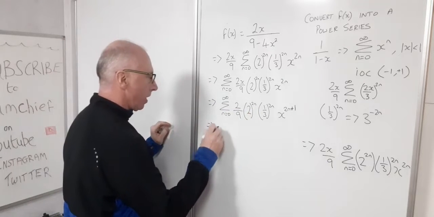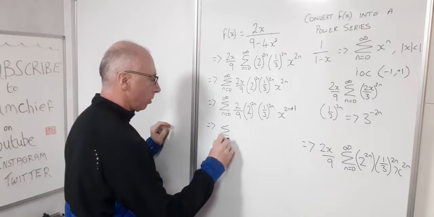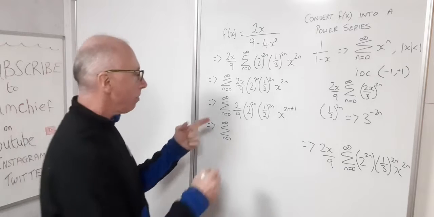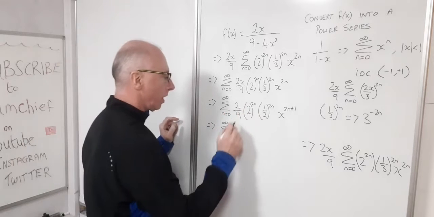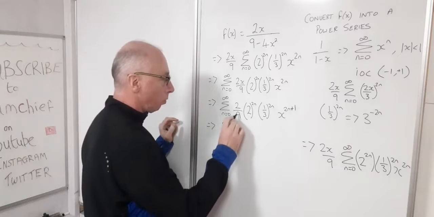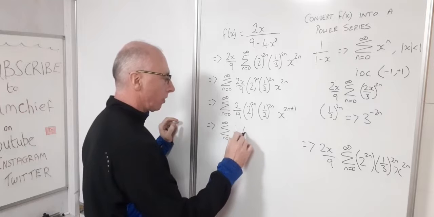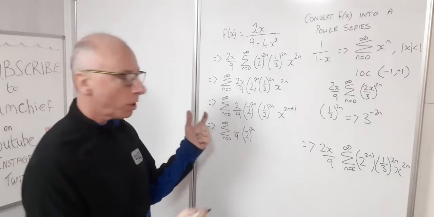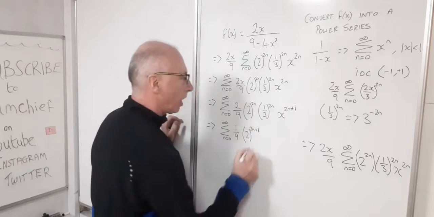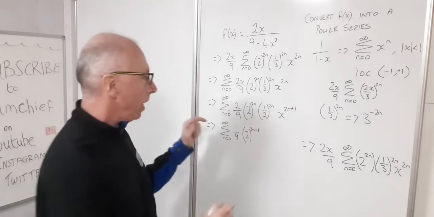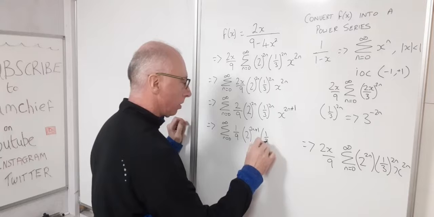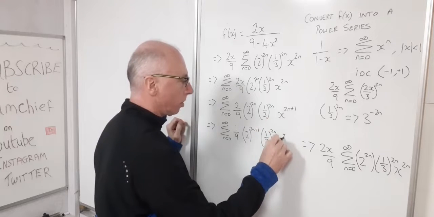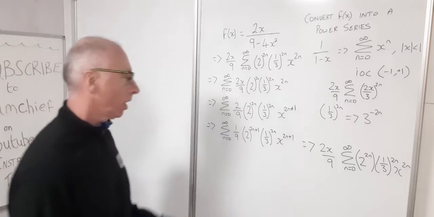So now I can write this as the sum from n equals 0 to infinity. Just so you can see this one step at a time, I'm going to take the 2 and bring it into here, which now will leave me with 1/9. Then I've got 2 to the 2n, and then I've added another 2, so it's plus 1. Then 1/3 to the 2n, I'm going to leave that as it is for the moment, come to that in a minute. And as before, x to the 2n plus 1.